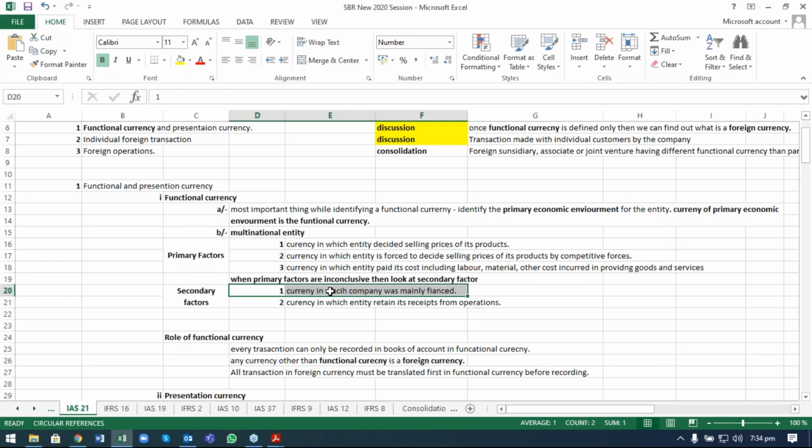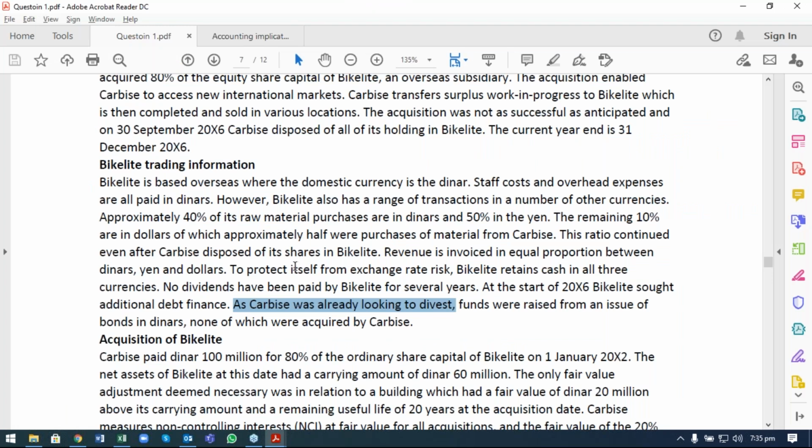Once we have looked into it, the company is mainly financed through dinars. The last thing is the currency in which the entity retains its receipts from operations. In which currency has the company retained its receipts? It's clearly mentioned, to protect itself from foreign exchange risk, Backlight retains cash in 3 currencies. So you're not aware of which currency Backlight decided to retain its profits, its retained earnings. In this case, as it's not pretty clear, we'll be summarizing it.